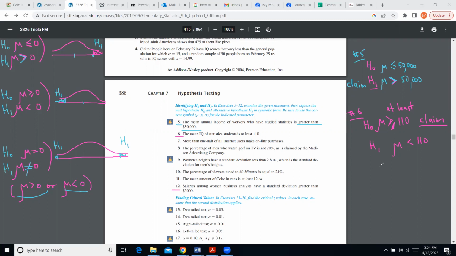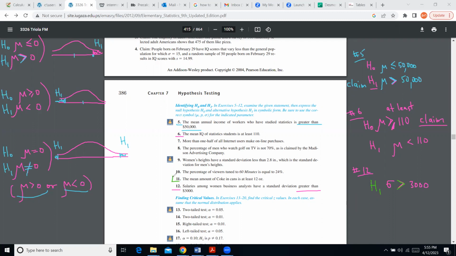So how about another one that says salaries among the women business analysts have standard deviation greater than 3,000. Is this H0 or H1? What do you think? And the answer is, look at the equal sign. Do we have an equal sign? No. So it is H1. This is it. So we just need to decide if that's H0 or H1.